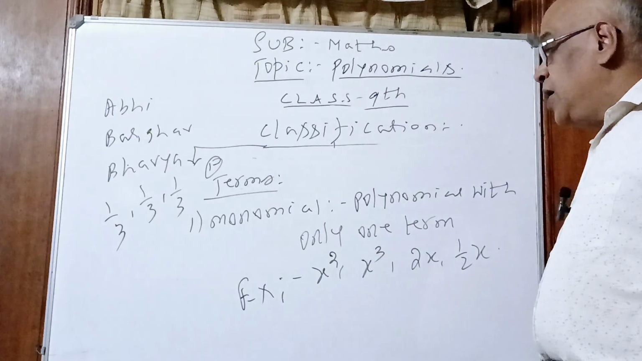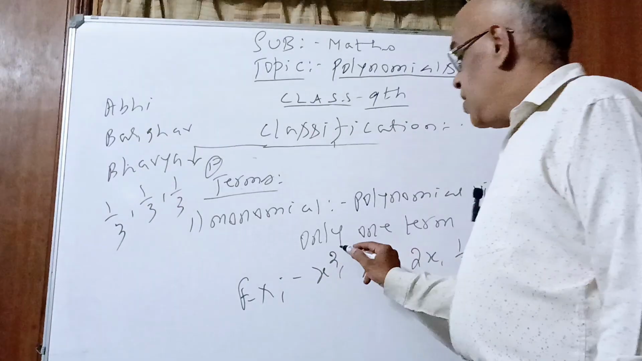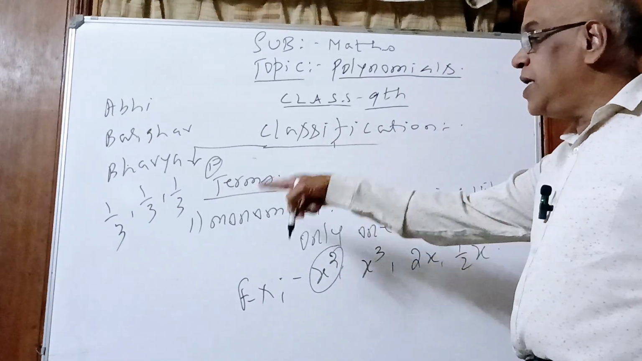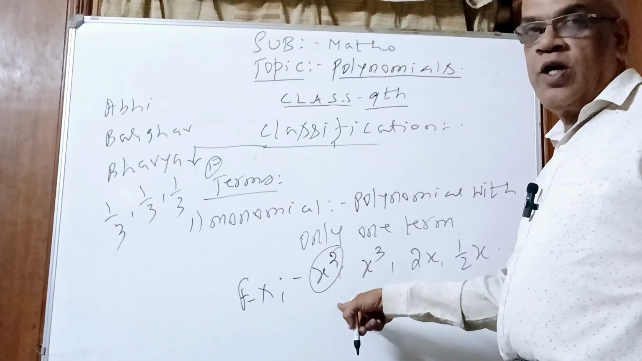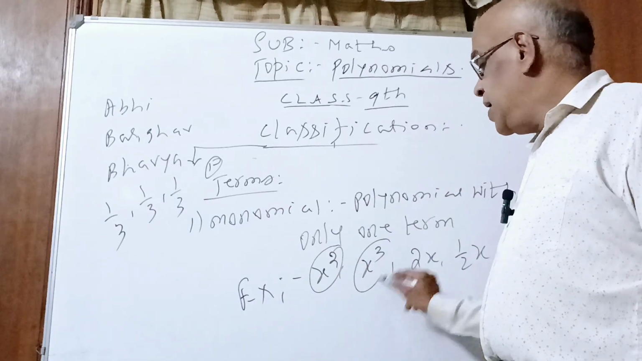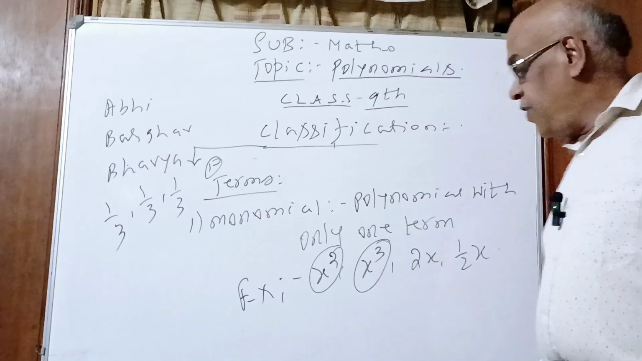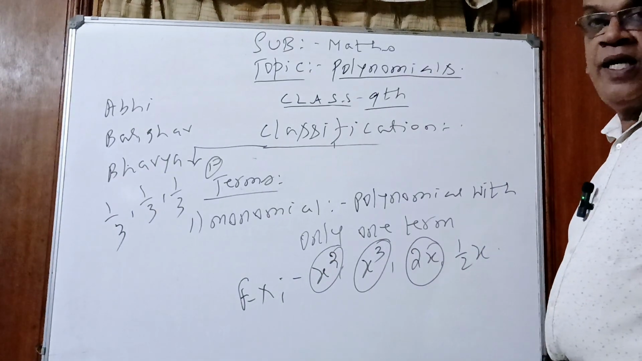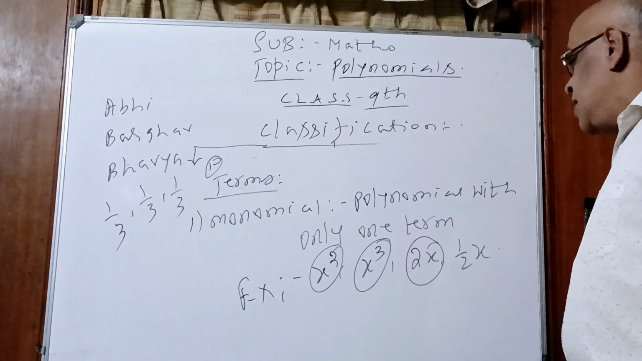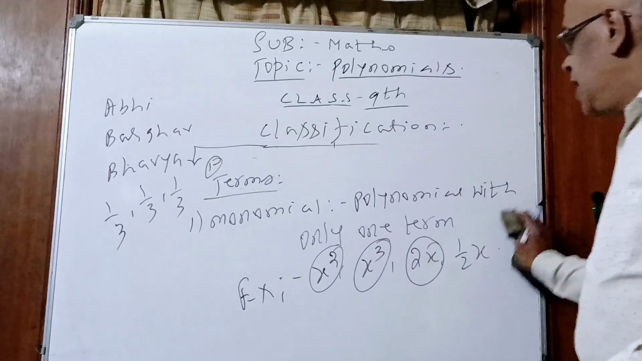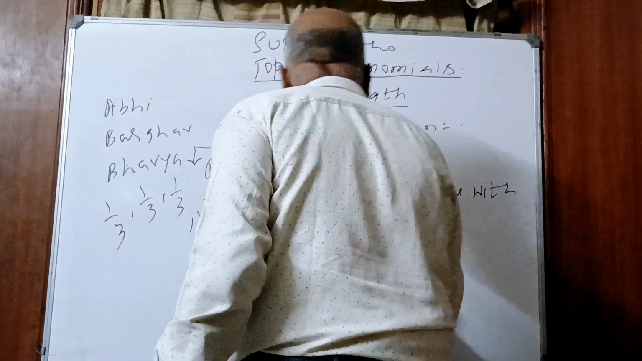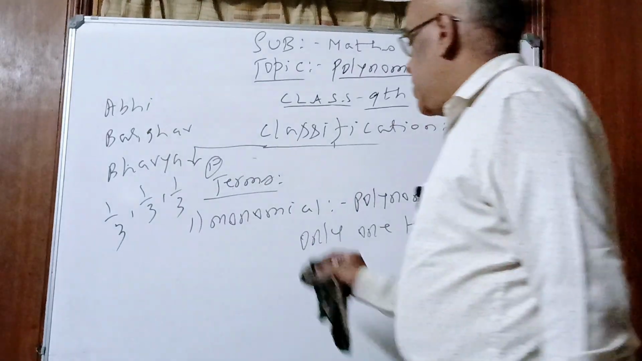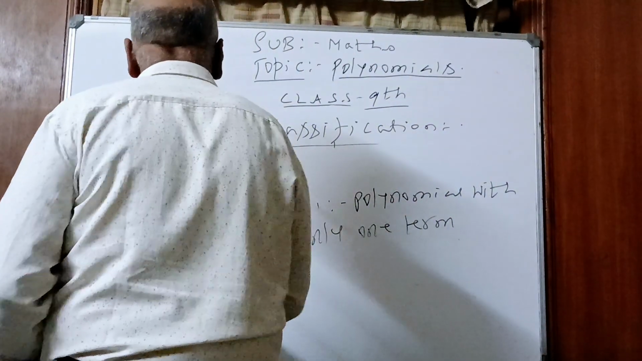Understood, children? Now, based on degree or power, what is this? Degree 2. It's a quadratic polynomial. When I put it under terms, it is called monomial. If I put it under degree, it is quadratic. We'll discuss that, children. I am giving explanation. So, what is monomial? Algebraic expression with only one term. Yes or no, children?